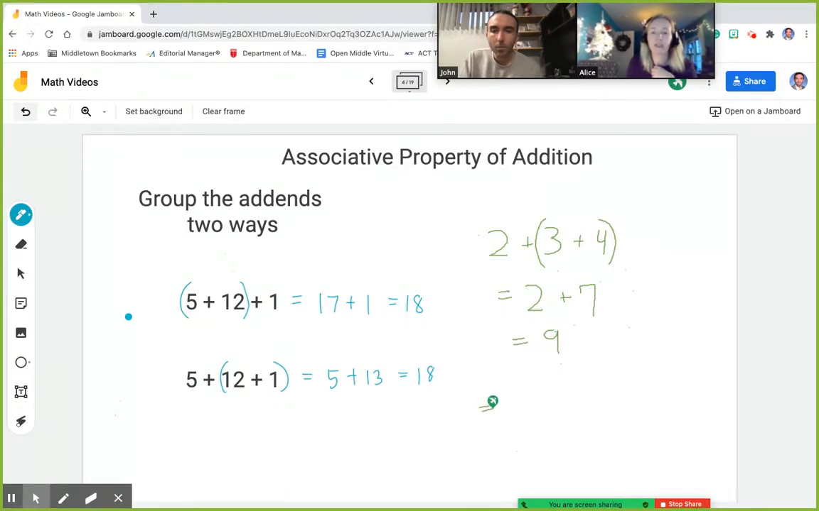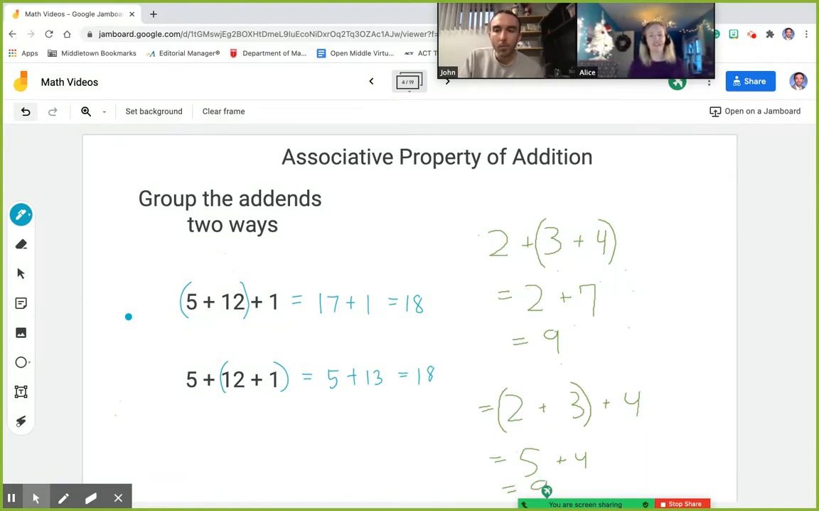writing the original problem out again, because addition is associative, 3 could have been grouped with 2 first. You could have associated with 2 first. And again, we handle the parentheses first. So that gives us 5 plus 4, and that gives us 9. So either way, we get the same sum.